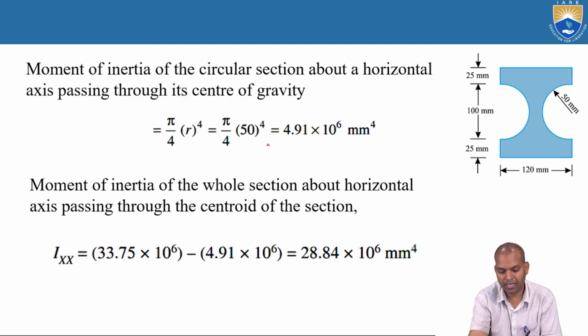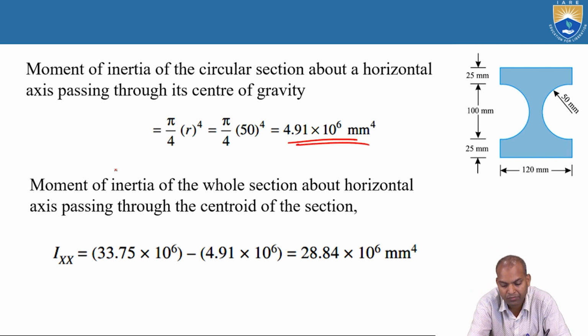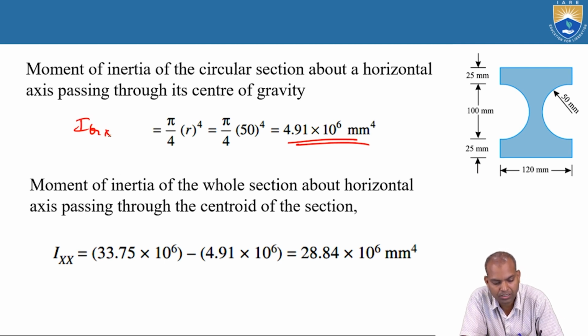Then it will be obtained as pi d power 4 by 64, or here pi r power 4 by 4. But the value will be same. That is 4.91 times 10 power 6 millimeter power 4. That is Igx2. And Igx1.